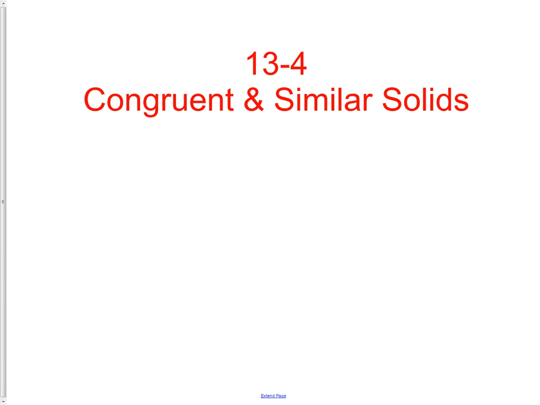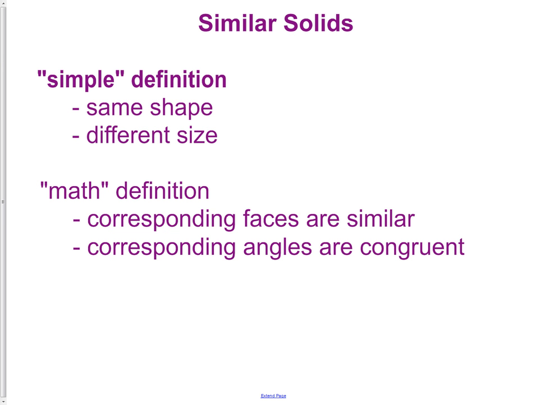Congruent and similar solids. The first thing we need to do before we move on to congruent and similar solid calculations is understand what they are. Similar solids, as a simple definition, means they have the same shape but a different size. Think of going to a photocopier and hitting the enlarge button to create it larger, or hitting the shrink button and making it smaller. The math definition would be that the corresponding faces are similar, meaning they have a similarity ratio, and the corresponding angles are all congruent.